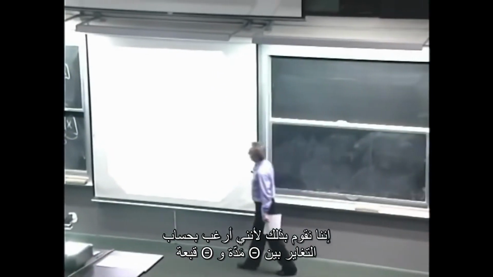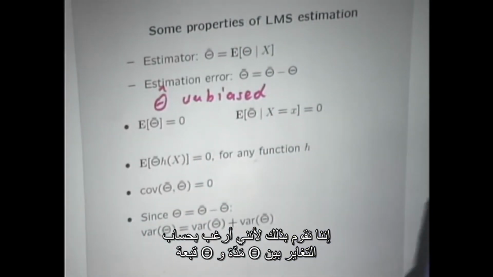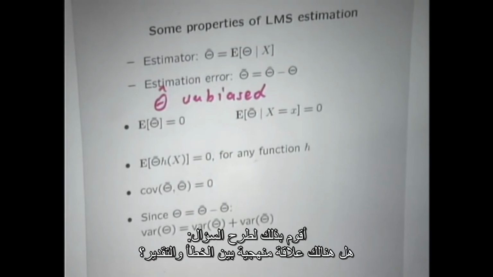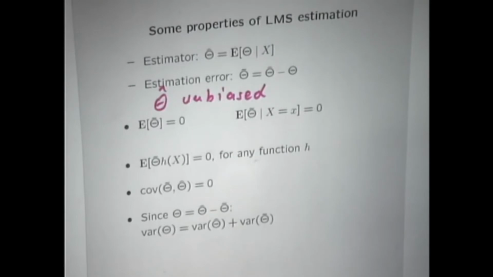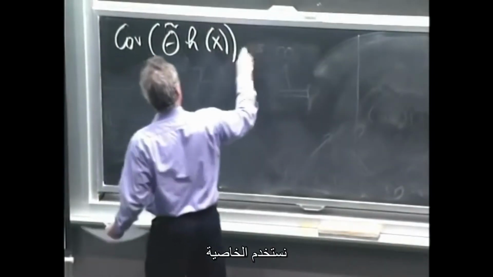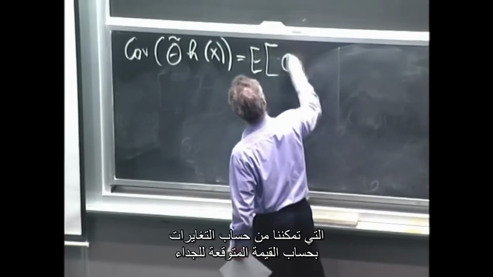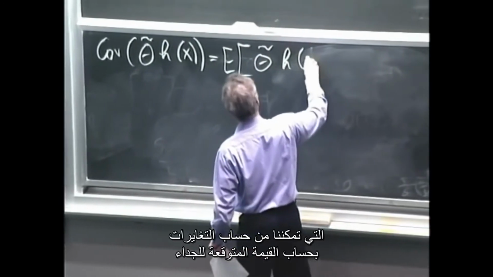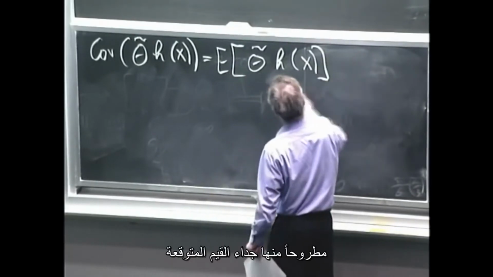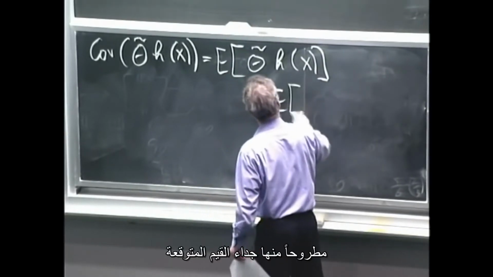Okay, why are we doing this? We're doing this because I would like to calculate the covariance between theta tilde and theta hat. That is, ask the question, is there a systematic relation between the error and the estimate? So to calculate the covariance, we use the property that we can calculate the covariance by calculating the expected value of the product minus the product of the expected values.